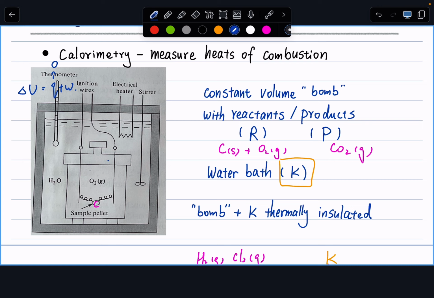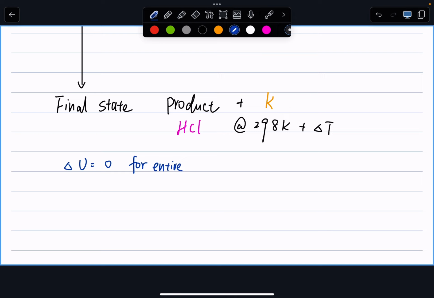Yes? The outermost wall is adiabatic. Yes, so this one is adiabatic. The chamber itself is closed, but it allows heat transfer. So that tells us we have a delta U equal to 0 for the entire calorimeter.